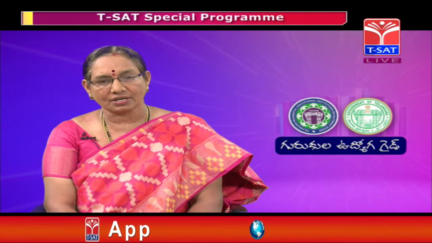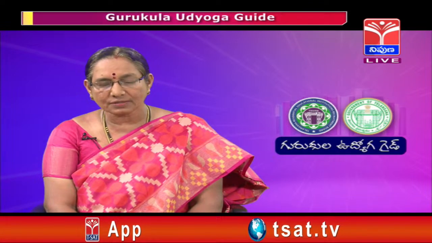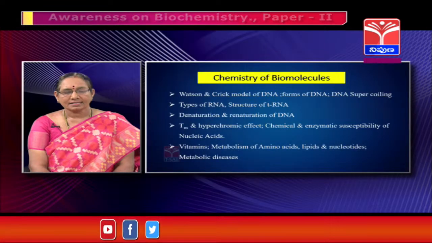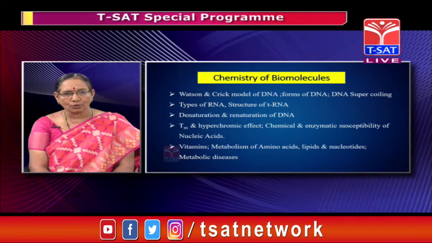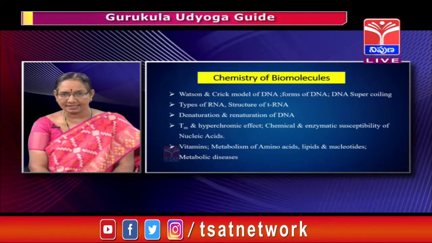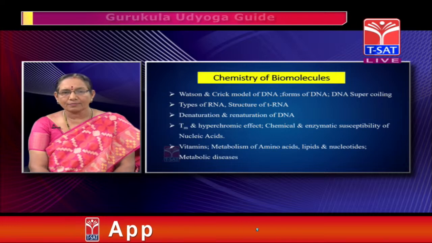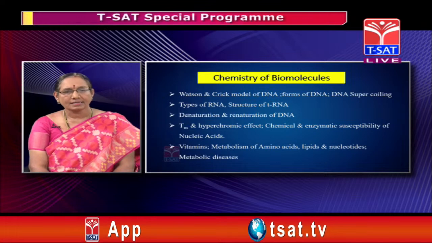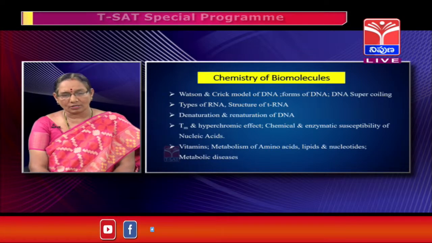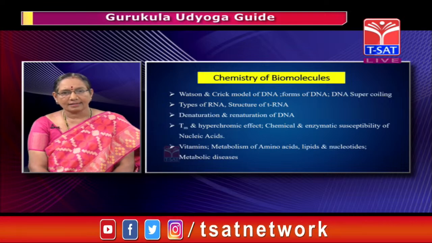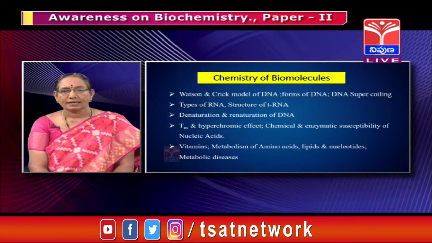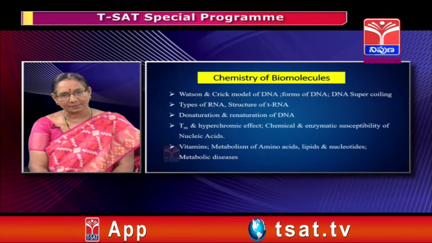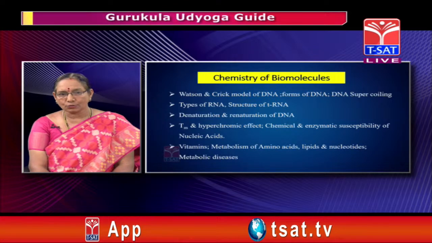Moving on to denaturation and renaturation, we need to know the definitions, we need to know the factors influencing denaturation as well as renaturation, and some advanced topics like what is C value, what is C value paradox, what is Cot curve, etc. Moving on to the next topic, we have melting temperature or Tm value, popularly known, and then hyperchromic effect, that is absorption of bases or nucleic acids and their susceptibility of nucleic acids in presence of different chemicals like urea, formamide and alkalis, and also enzyme susceptibility. And the last topic in this unit is vitamins.